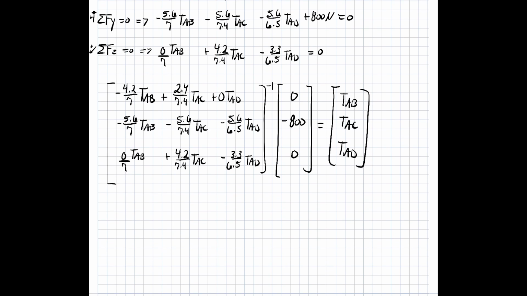Putting that matrix into the calculator. If you don't know your matrix, feel free to look to the other video I have posted about solving a matrix using a TI-84. We get tension AB to be 200.9 newtons, tension AC to be 371.7 newtons, and tension AD to be 415.5 newtons.